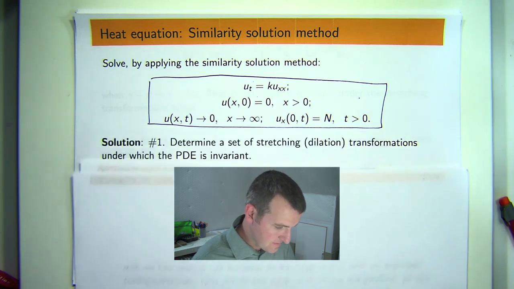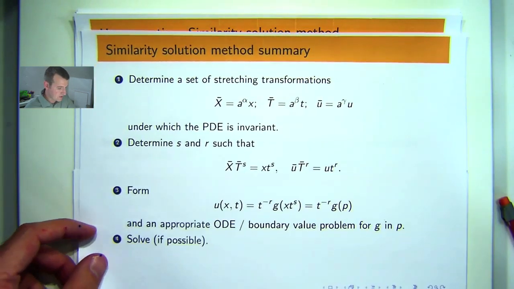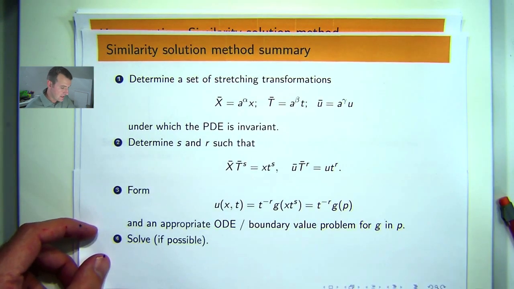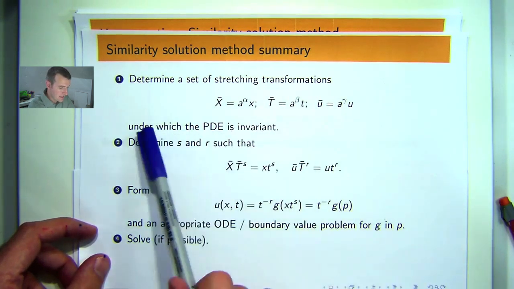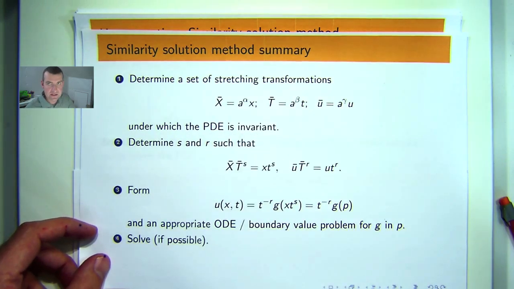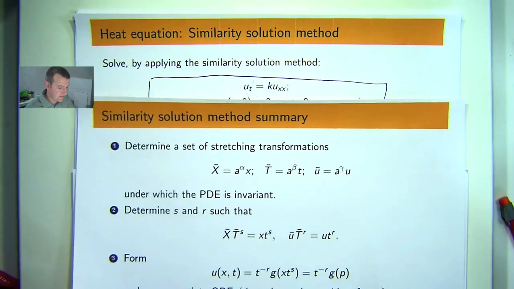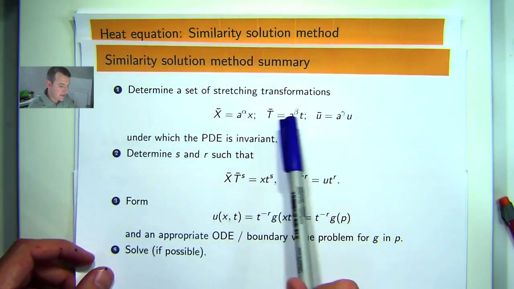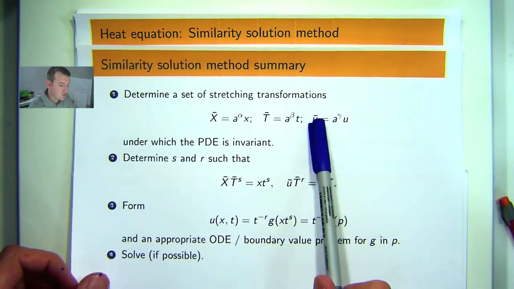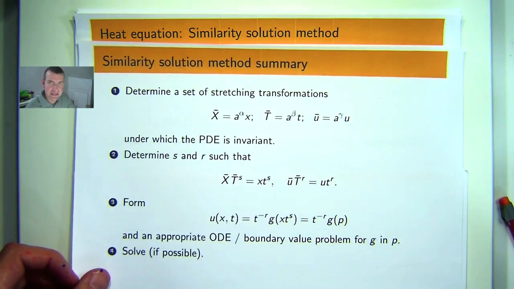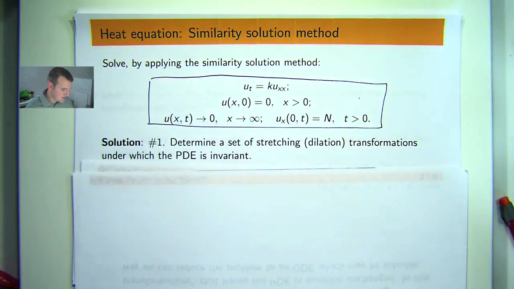Okay, so first step, and here is the sort of table or dot point plan that I promised before, is to determine a set of stretching transformations, x bar, t bar, and u bar, under which the PDE is unchanged or invariant. Okay, what does that mean? Well, suppose u is a solution to the PDE. What you want to do is find relationships between alpha, beta, and gamma, where a is a constant, such that u bar of x bar, comma, t bar is also a solution to this problem. Okay, that's the first step. So let's concentrate on that.